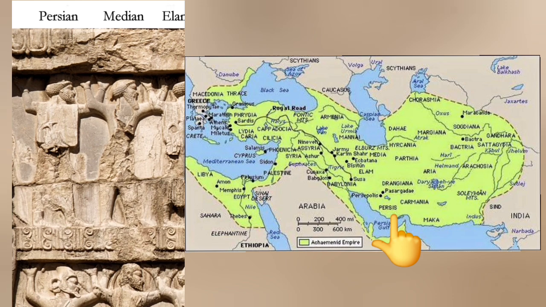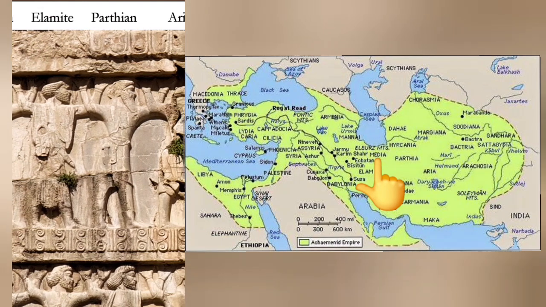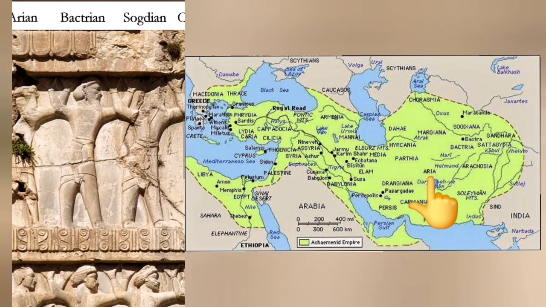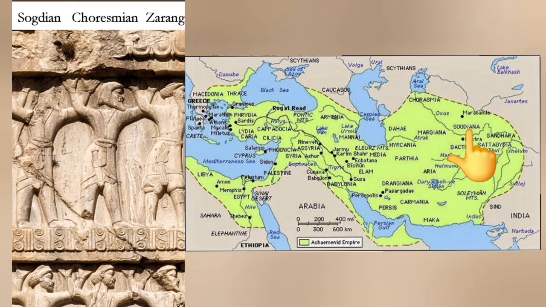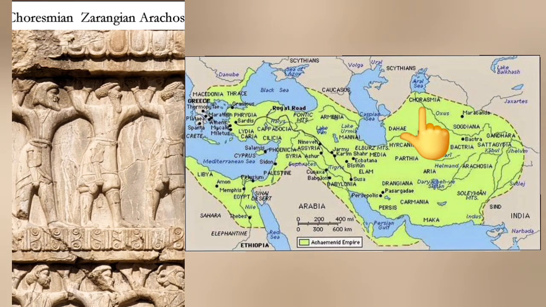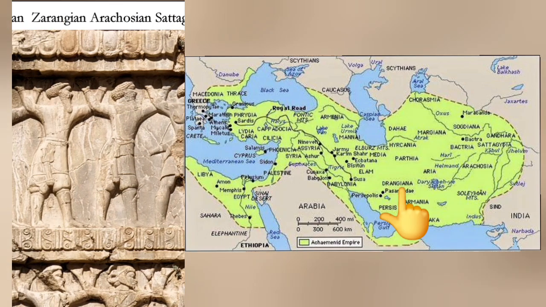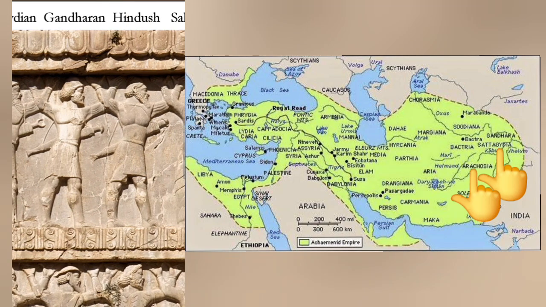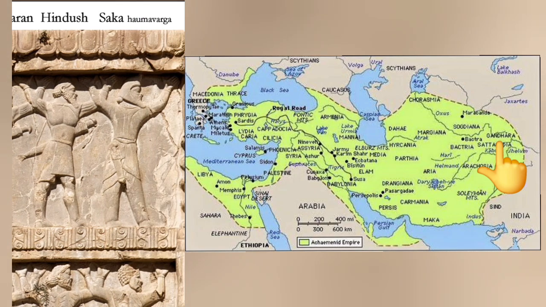Then we go to Media, then Elam, Parthia, Aria, Bactria, Sogdia, Khorezmia, Zarangia, Arachosia, Sattagydia, Gandhara, Indus, Sakahamva.